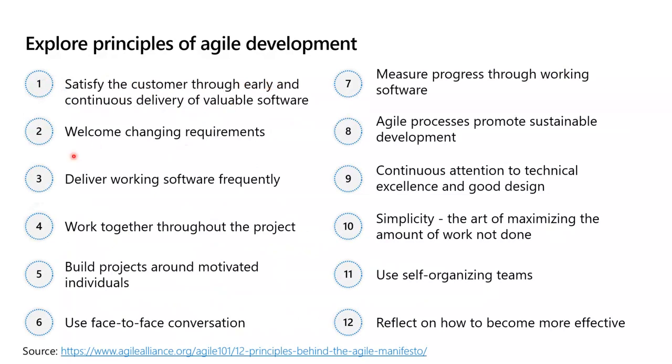Satisfy the customer, welcome changing requirements, deliver working software frequently, work together, build projects around motivated individuals, use face-to-face conversation, measure progress through working software. Agile processes promote sustainable development, continuous attention to technical excellence and good design, simplicity, use self-organizing teams, and reflect on how to become more effective. There are 12 principles in the Agile Manifesto.